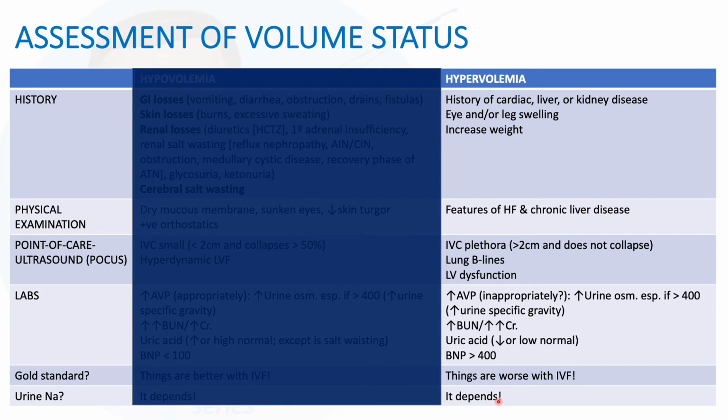So the ADH will be high. There will be water retention and basically an anti-diuretic effect because of the high ADH. So urine sodium can be below 20, can be around 20, can be more than 40. So it really depends on the situation. So you need, again, to have a thorough clinical assessment of the patient.